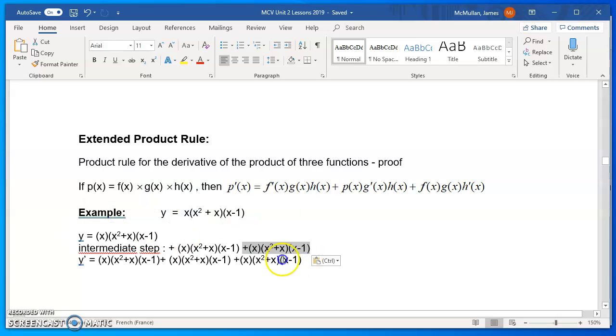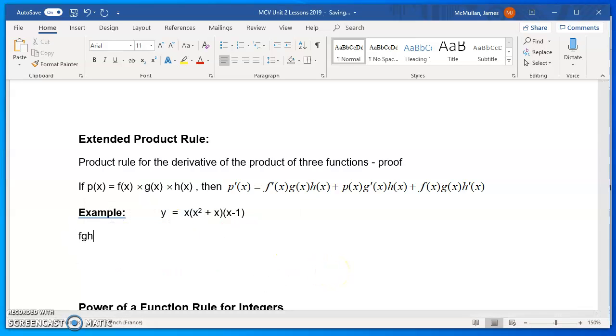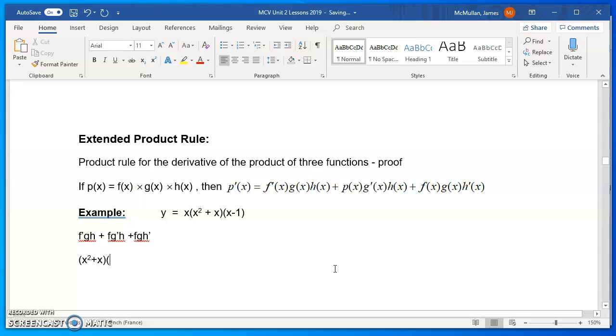So for this one, what we're going to do is just take a different derivative each time. And the first one we have f prime and g prime and h prime. Okay, so in the first one, let's take the derivative of f. The derivative of the x is just 1. So we get x squared plus x times x minus 1. We move on to the second one. We write f, which is x, g prime, which is 2x plus 1, and then h, which is x minus 1. We move on to the third one. We write f, which is x, g, which is x squared plus x, and then the derivative of that last bracket is of course just 1, so I don't do anything.